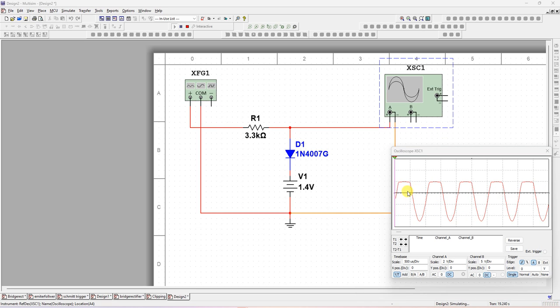In the positive clipper, you can see the input is full wave, and in the output, the positive part of the cycle is clipped off. That's why it's called a positive clipper. In the positive clipper, the positive part of the waveform is removed.